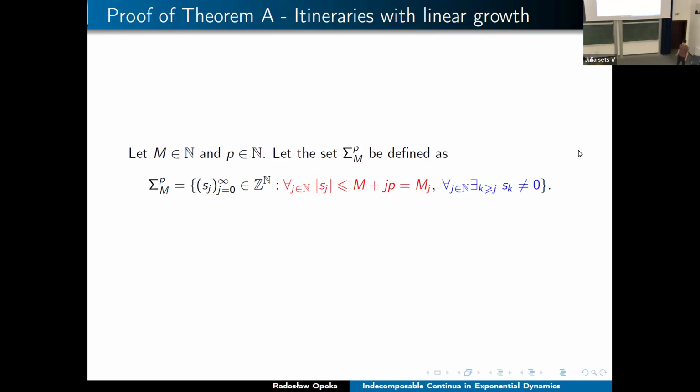And I prove similar statements as Devaney and Krych in their proof, but not for bounded itineraries, but for itineraries from such a set. And the idea of the proof is basically the same. I prove the analogues of the statements. And then this allows me to construct unbounded itineraries with blocks of zeros for which the set IS is an indecomposable continuum.